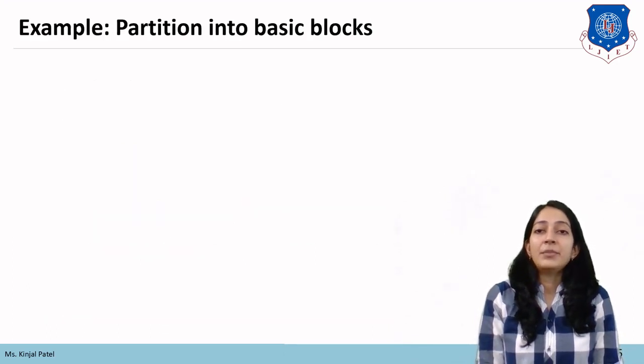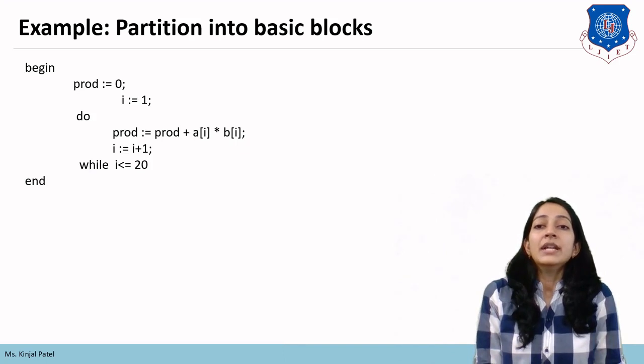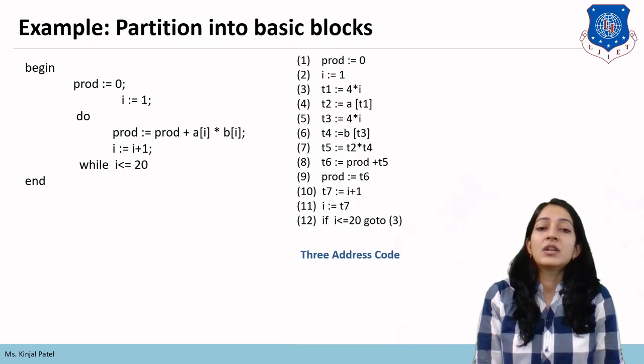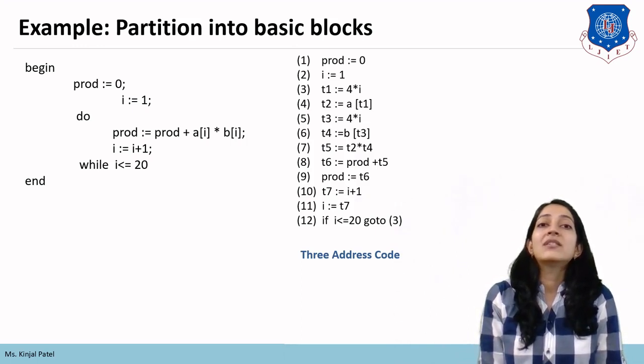So here is an example where we'll use that method and partition a sequence of statements into basic blocks. Here is the code: begin, production equals 0, I equals 1, do production equals production plus A of I star B of I, I equals I plus 1 while I less than or equal to 20, and end of the program. Now we want to convert this code into three address code. First we'll convert these statements into a sequence of three address code, then we'll partition that three address code into basic blocks.